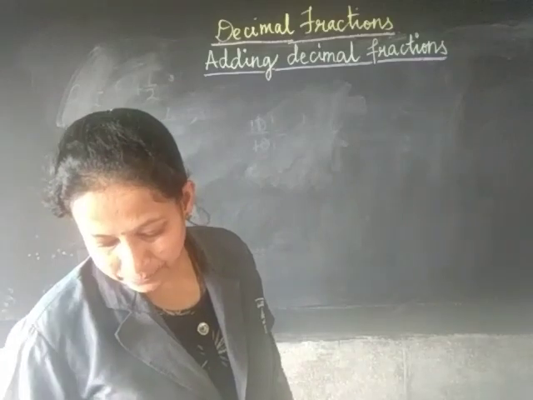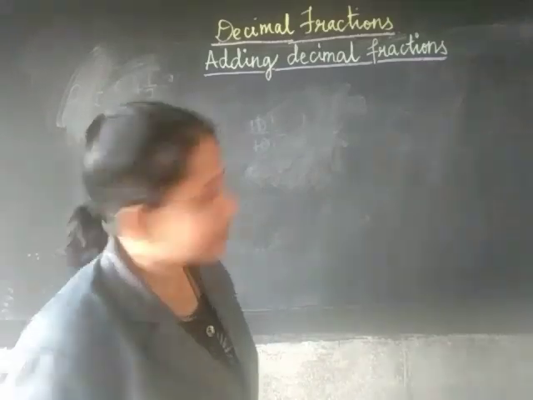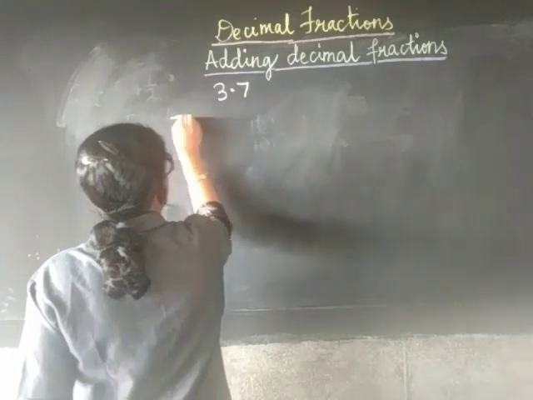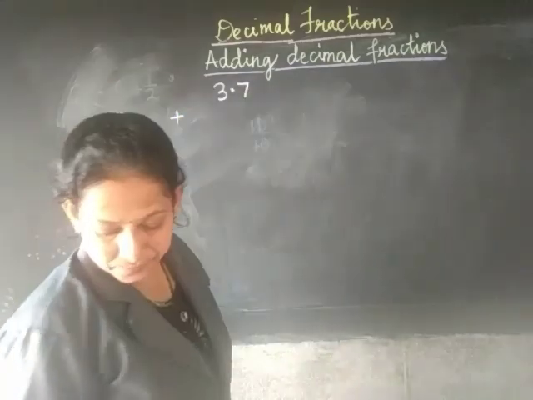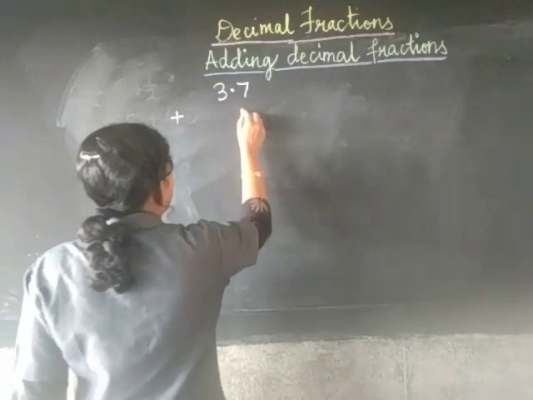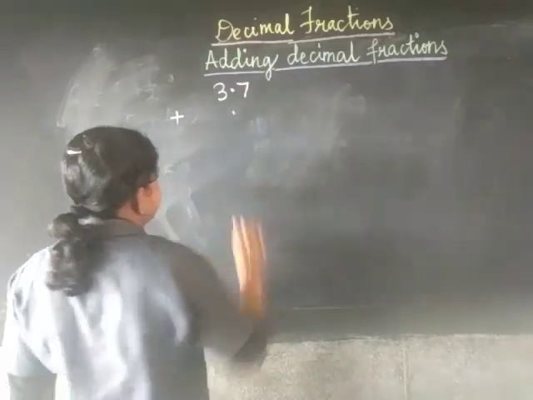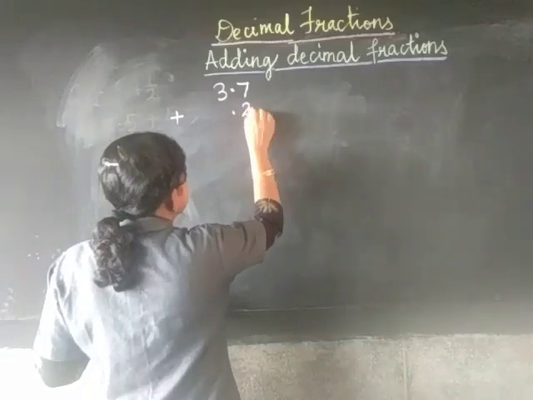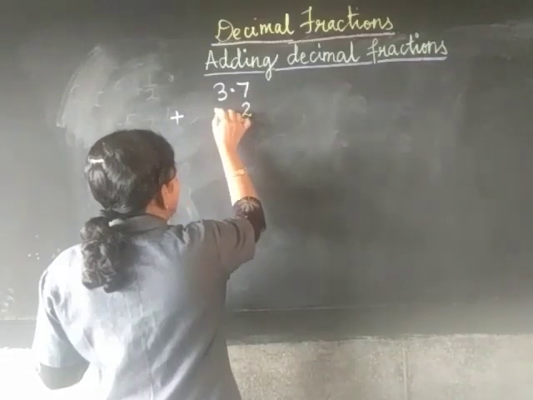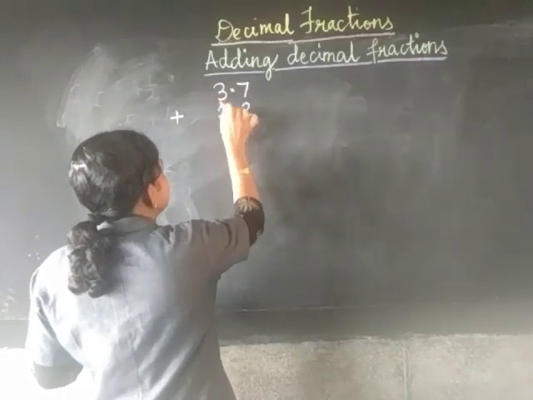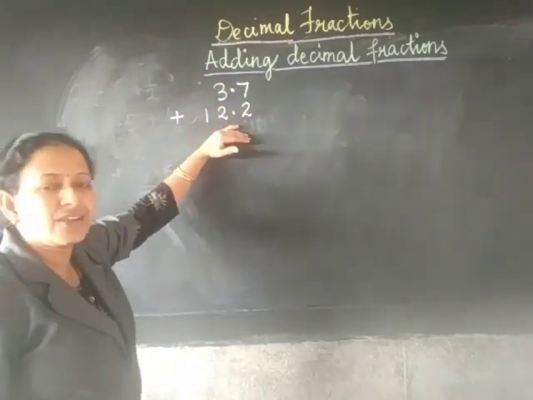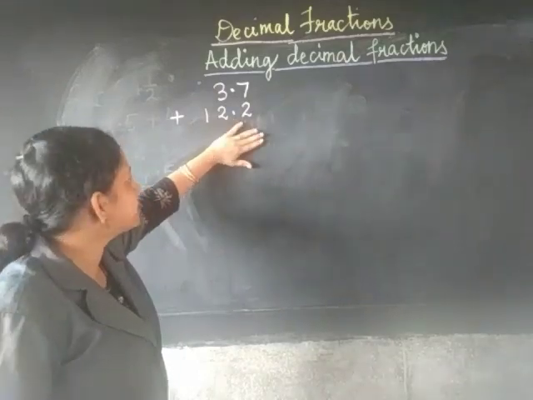So another example we will take is 3.7 plus, you have to add what? 12.2. You write 12.2 first. Okay, and then write 0.2, it will come under tenths, and 12 means 2 will come in the units place and 1 will come in the tens place. So this way you are supposed to add the decimal fraction.